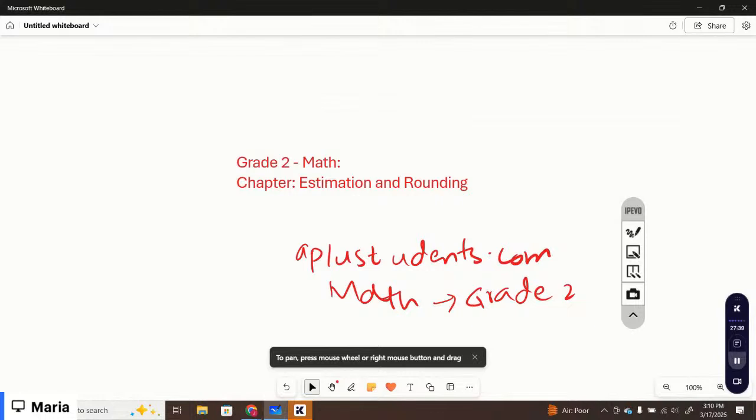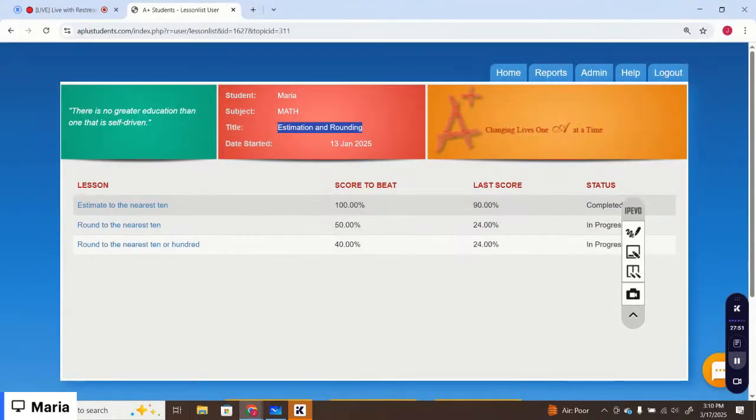Please make sure you have your notebook and pencil so that you can note down the important examples and definitions as well. We're on grade 2 math, and the chapter we're on right now is estimation and rounding. Let's just start with the first lesson, that is estimate to the nearest 10.